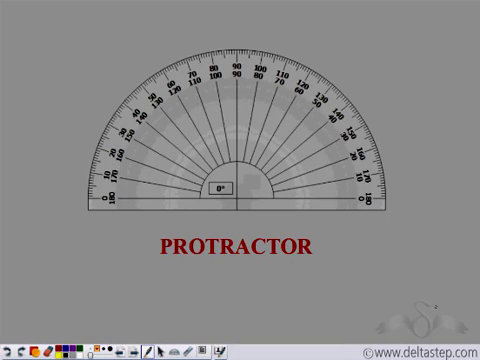Now this is a protractor. You will find it in your geometry box. It can be used to draw angles and also to measure angles. Let us first see how we can draw angles using a protractor.